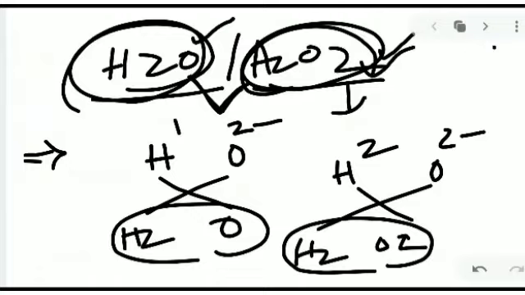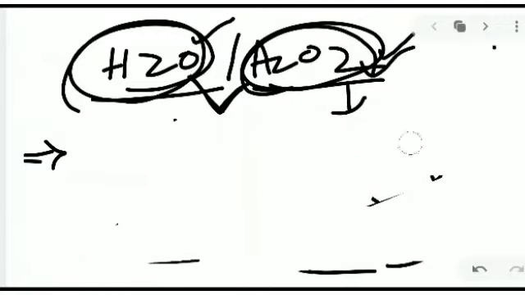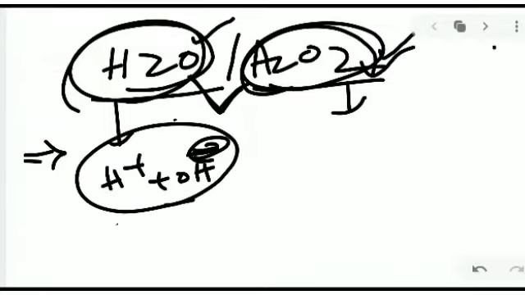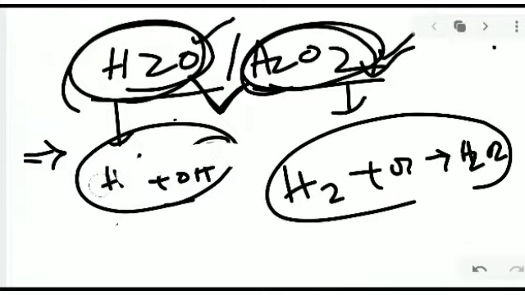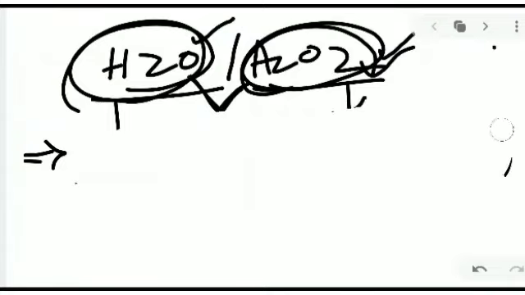Now we see how they break down. Water can break as H plus and OH minus, so it acts as amphoteric, both acid and base. H2 plus O2 gives rise to H2O2. Now we are discussing the formation of H2O and H2O2.